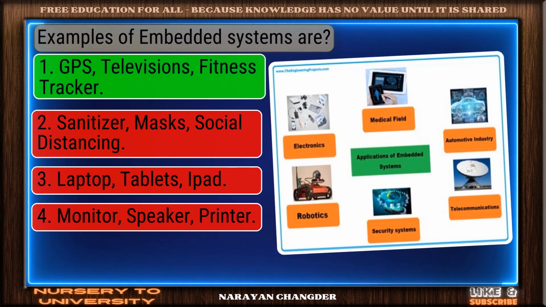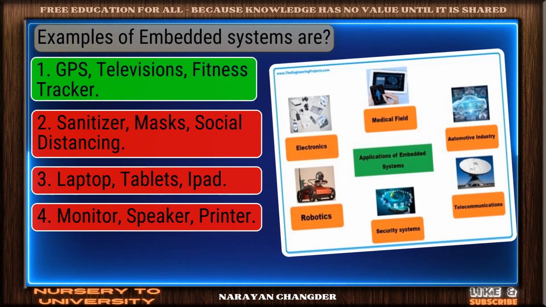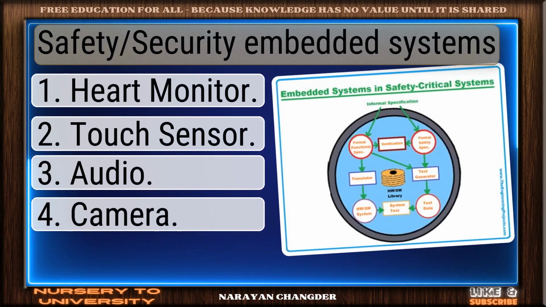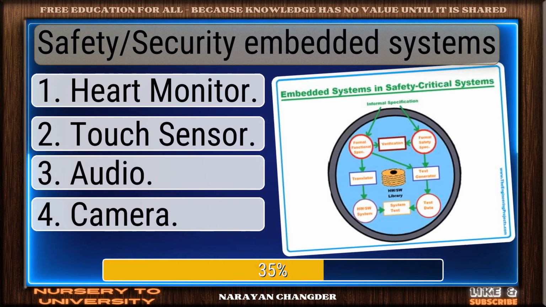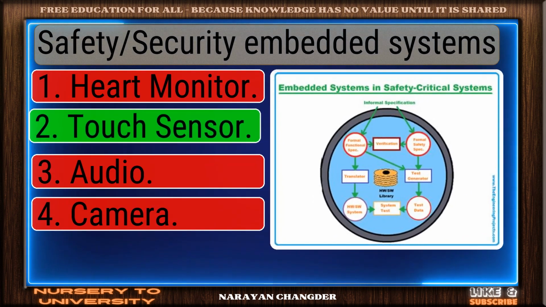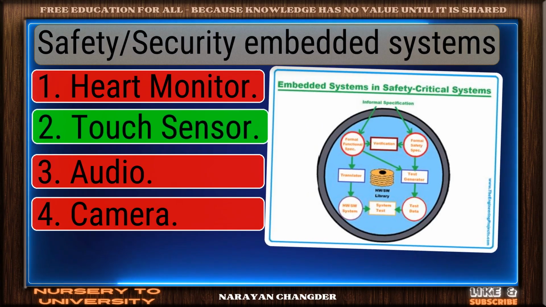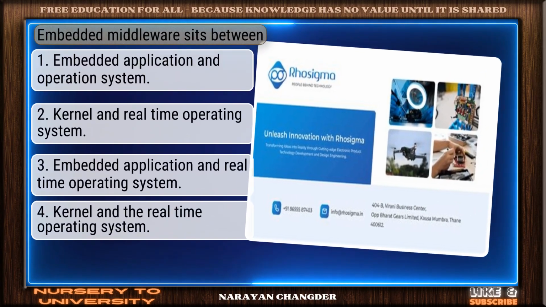Smart move. GPS, televisions, fitness tracker is an accurate answer. Question number 65. Safety security embedded systems. Clear logic. Your choice touch sensor is sound and 100% true. Question number 66. Embedded middleware sits between.